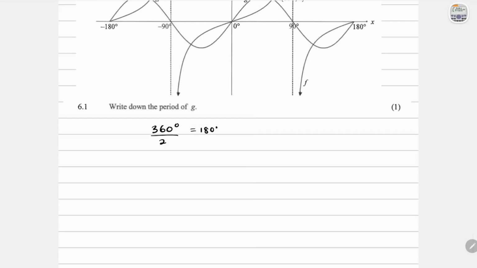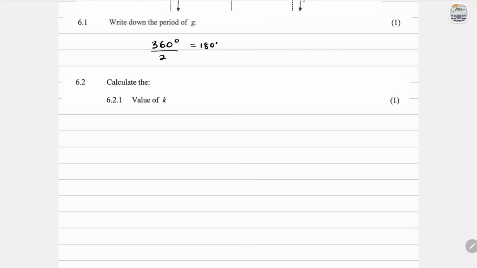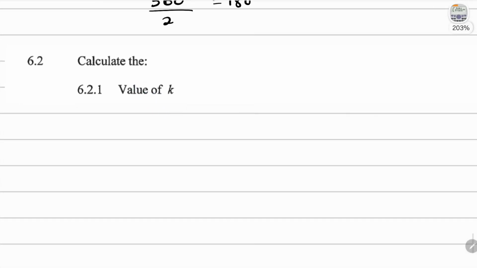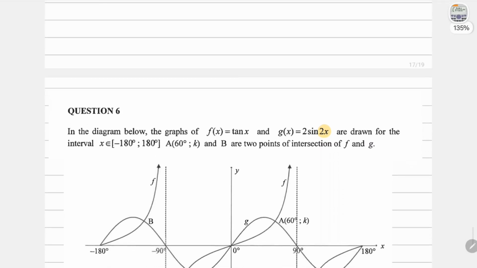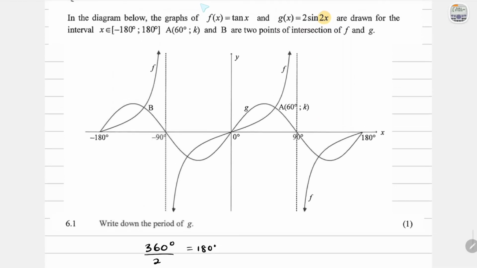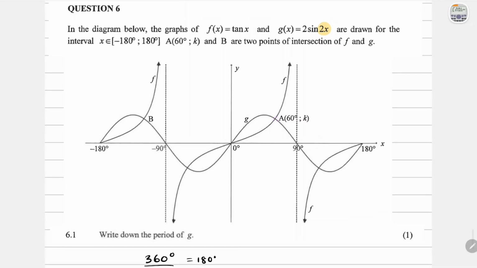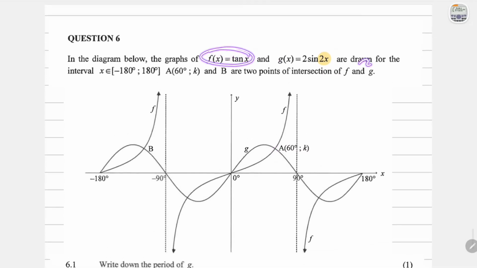Moving on to the next question. The next question, 6.2.1, says calculate the value of k. Okay, so where is k? K is over here. This is not a complicated one. You see that they gave you your graphs. They didn't hide anything in the graph.